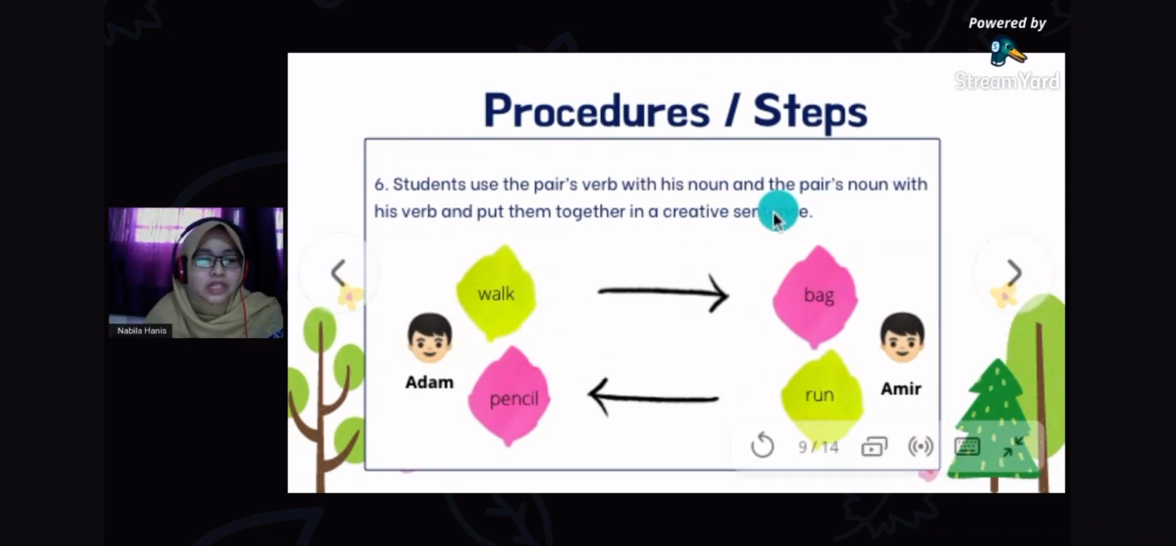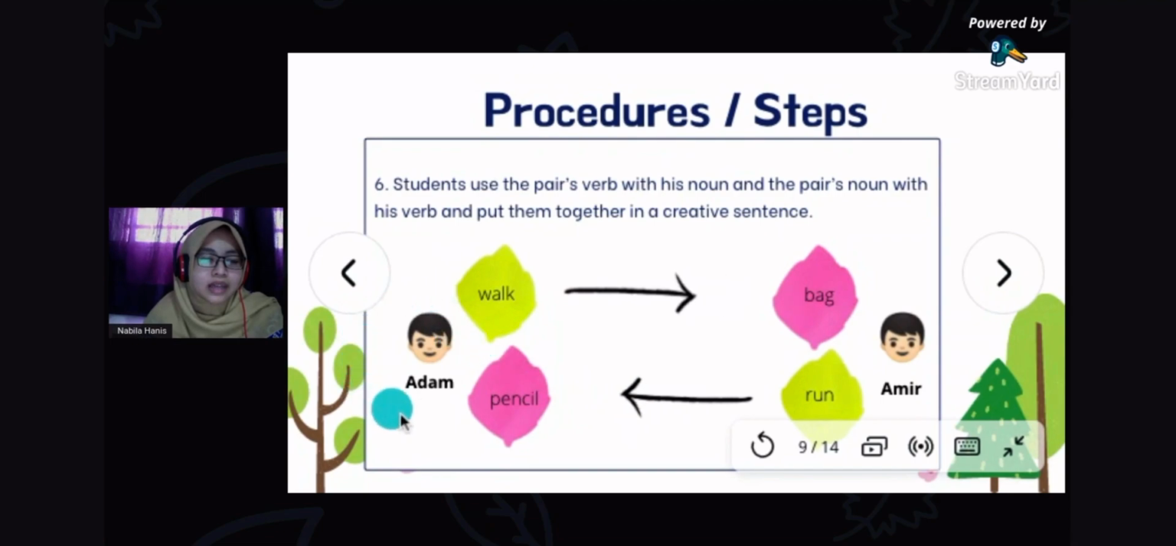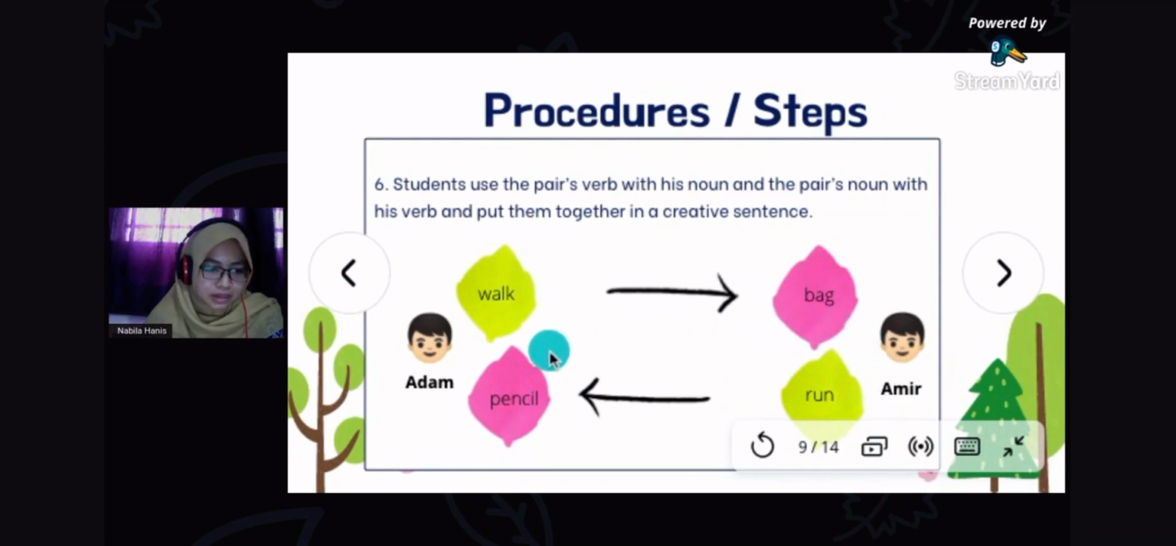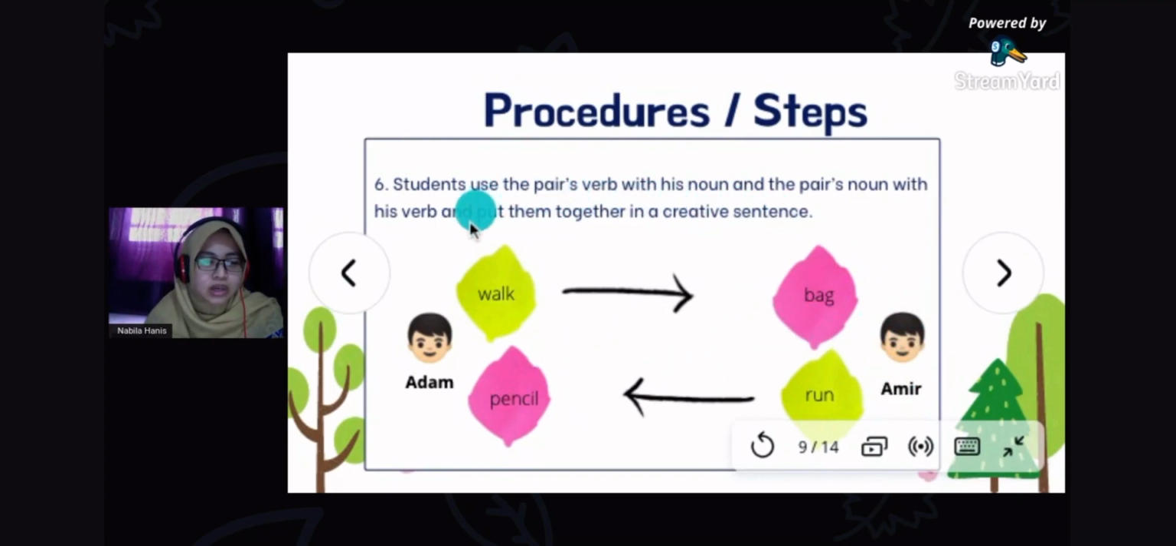Okay, so for instance, as shown in the slide, there is Adam and also Amir. So Adam's notes are written with walk, the verb is walk and the noun is pencil. While Amir's sticky notes, the pink notes, are written with bag for the noun and rhyme for the verb. So now Adam and Amir need to exchange and match with their pair's notes, their verb and noun.